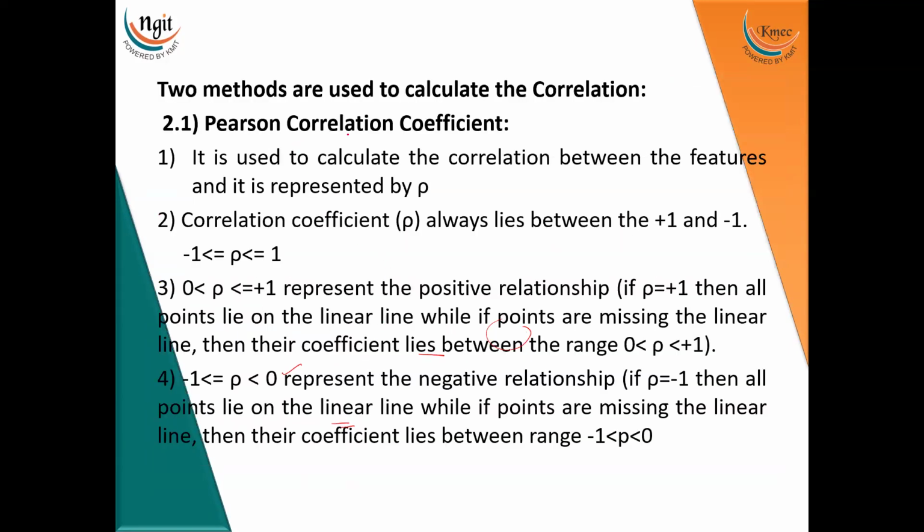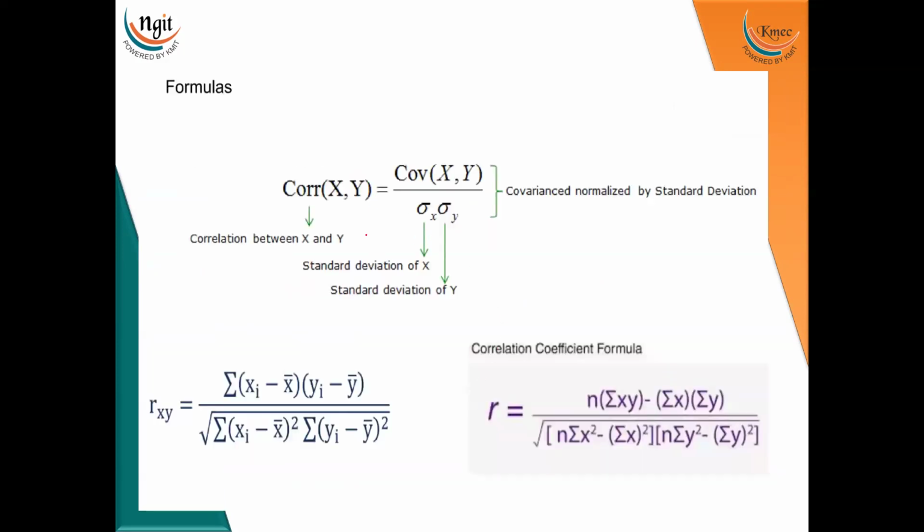And coming to the Pearson correlation coefficient, it is used to calculate the correlation between the features and it is represented by rho. It always lies between plus 1 and minus 1. If it ranges between 0 less than or equal to rho less than or equal to 1, then we say that it is a positive relationship. And if the value ranges between minus 1 less than or equal to rho less than or equal to 0, it represents a negative relationship. And this is the formula for finding the correlation between two variables.